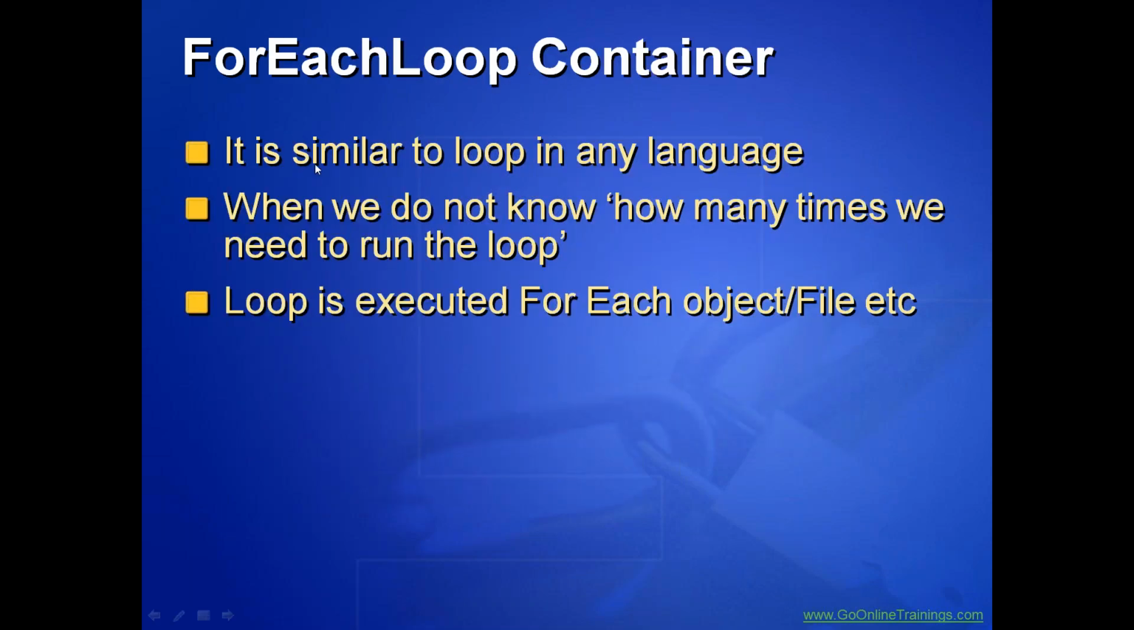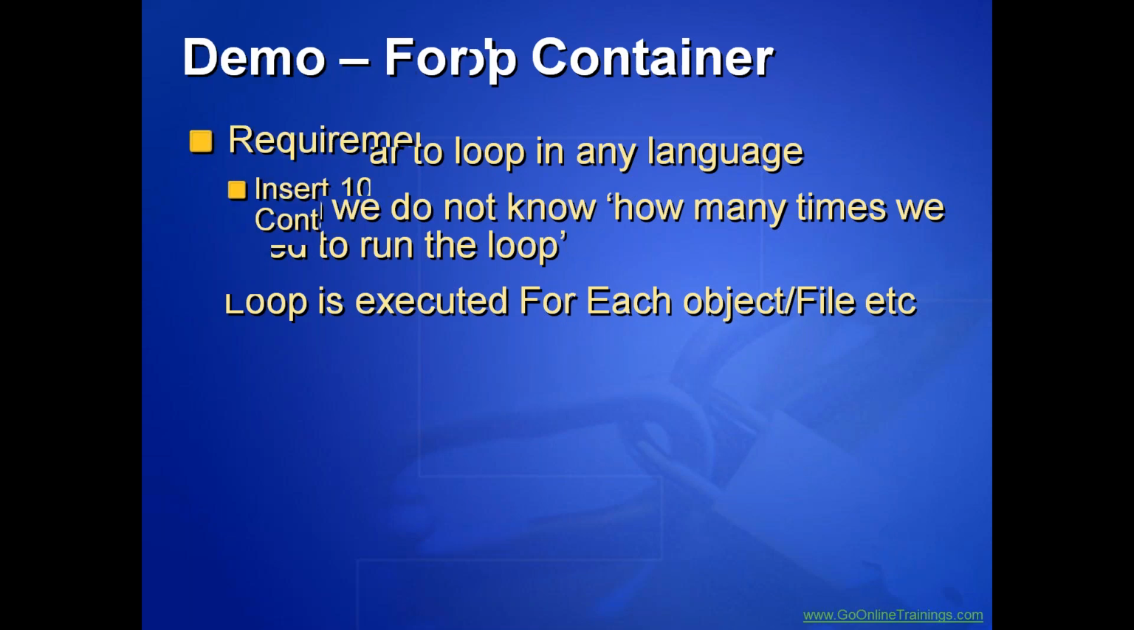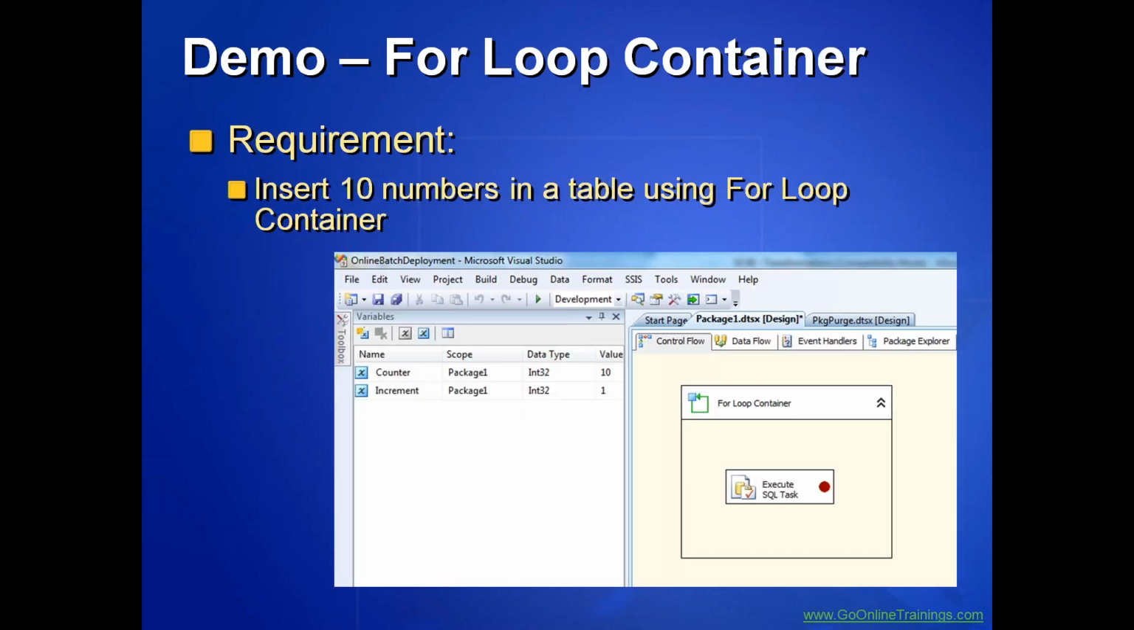And foreach loop is a loop, but when we do not know how many times we need to run the loop, you don't know the condition, right? The loop is executed for each object or file, or each server that exists in your premise or in the environment. Clear? So let us do small demos on for loop and foreach loop.